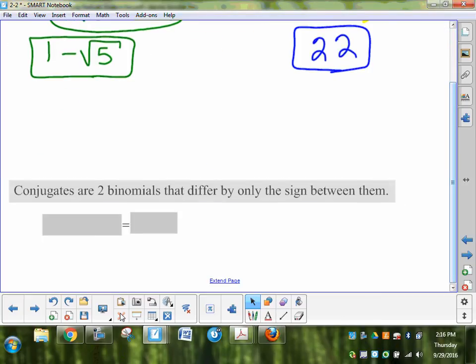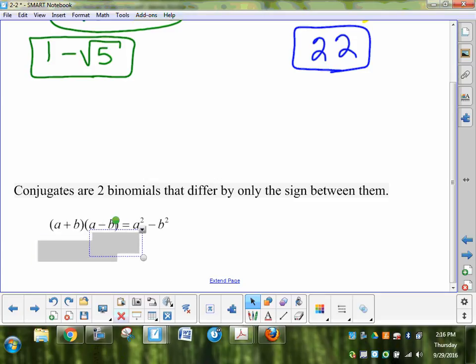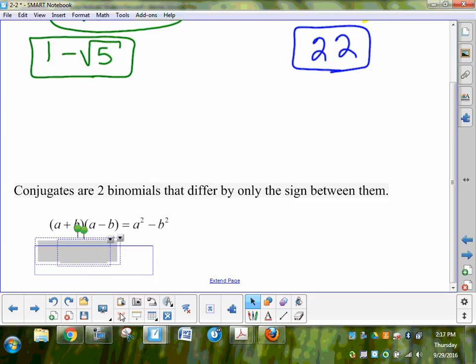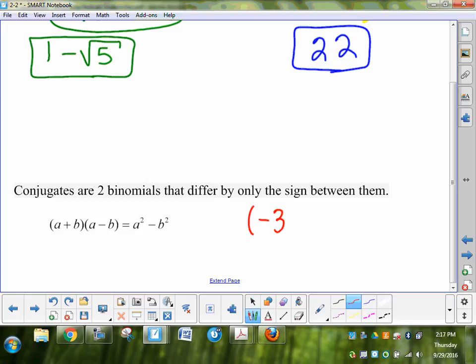So when we discuss conjugates, they're two binomials that differ only by the sign between them. So something like negative 3 minus root 5 has a conjugate of negative 3 plus root 5. All that you have changed is the sign in the middle. Questions on that? Then let's keep going.